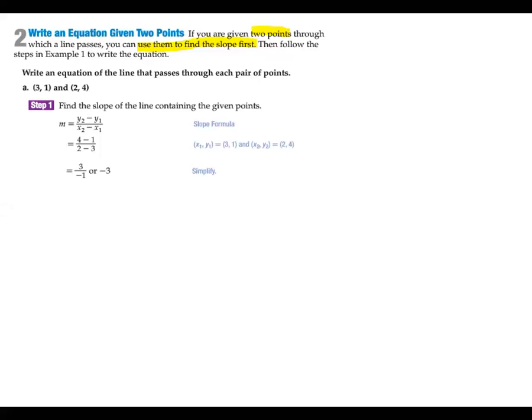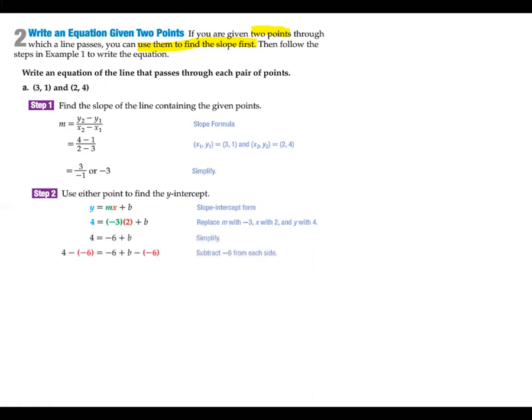Now I know the slope. So the second step is to use either of the 2 points they give you and the slope that you just found. It actually doesn't matter which point you use. Most people use the first one. I use the second one here just to show you that it works. If one seems to be easier to plug in, use that one. So we're going to plug in 2 and 4 for x and y, and negative 3 for the slope, and solve for b.